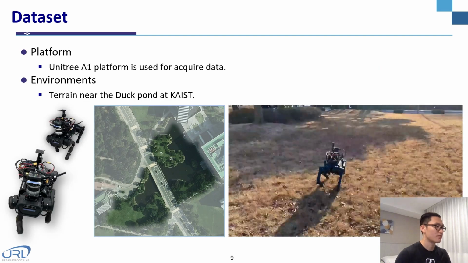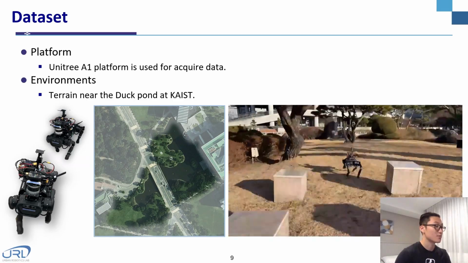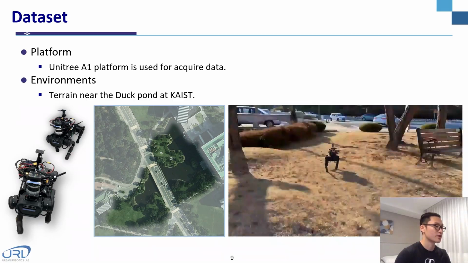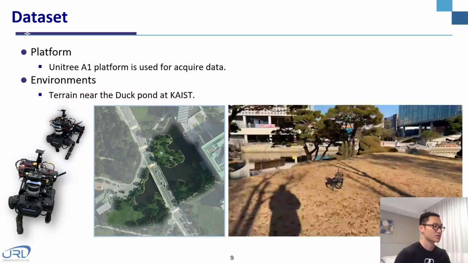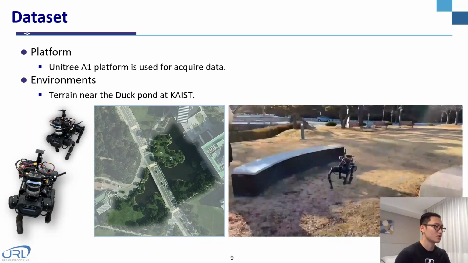These are our platform and the environment for gathering the real-world data. The environment is composed of a variety of terrain and structures such as slopes and trees. And this is the video of gathering data.